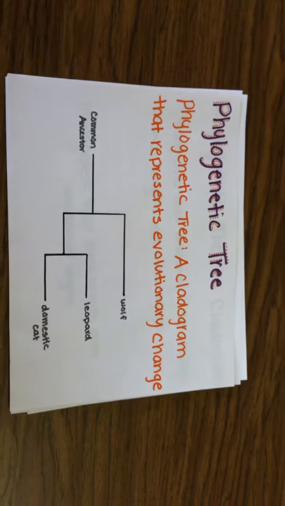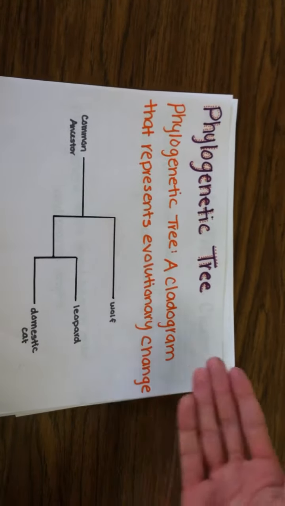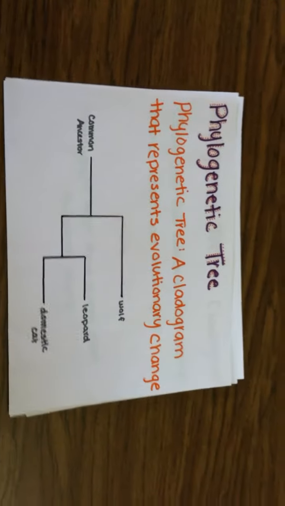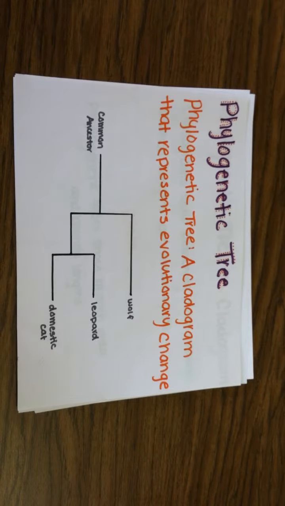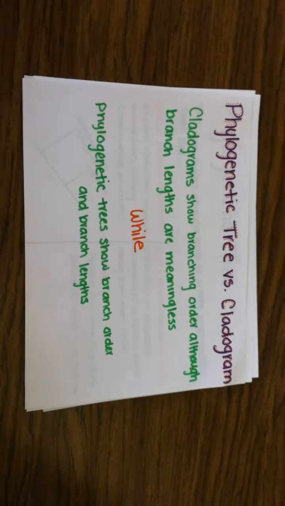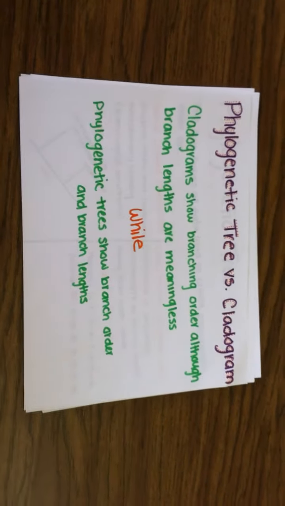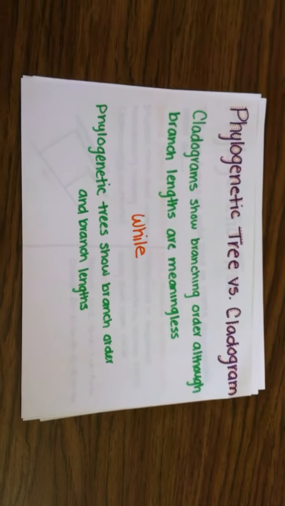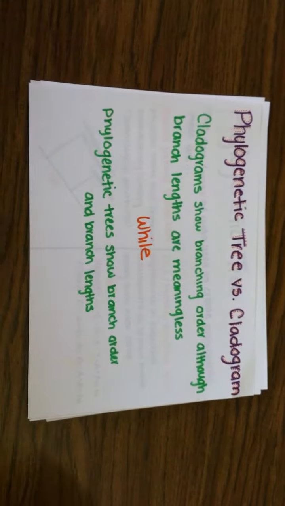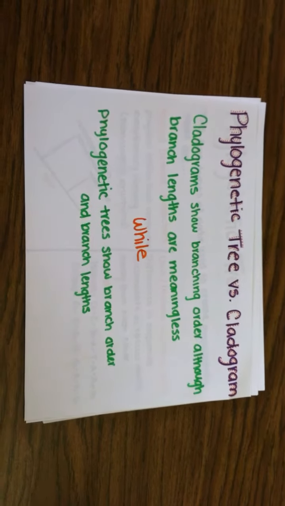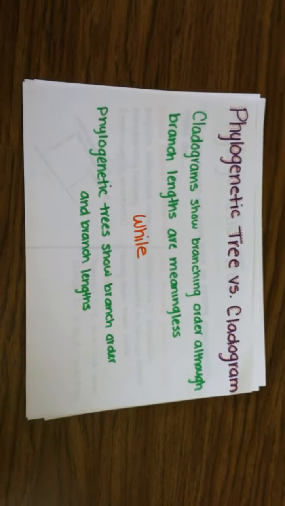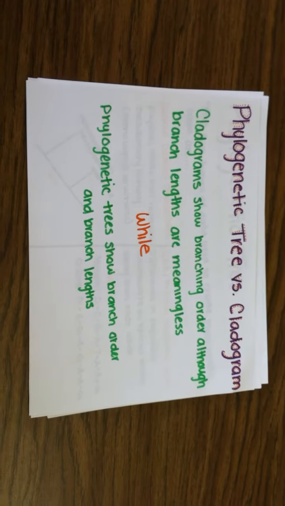The phylogenetic tree, which is a cladogram that represents evolutionary change. Basically, same thing, different form. Phylogenetic tree versus cladogram. Cladograms show branching order, although branch lengths are meaningless. Phylogenetic trees show branch order and branch lengths, which means the longer branch, longer length of time.